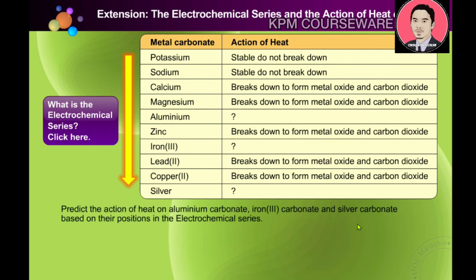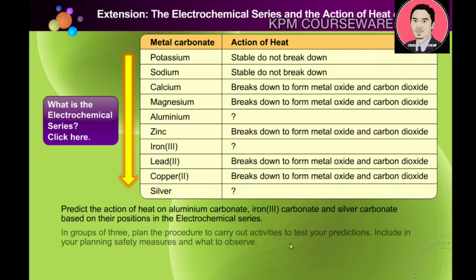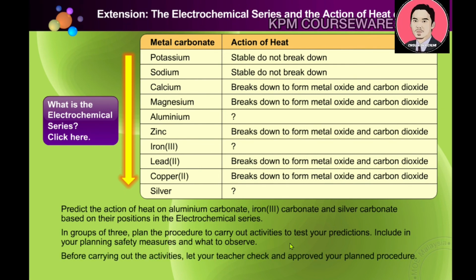Can you predict the action of heat on aluminium carbonate, iron 3 carbonate, and silver carbonate based on their positions in the electrochemical series? In groups of three, plan the procedure to carry out activities to test your predictions. Include in your planning safety measures and what to observe. Before carrying out the activities, let your teacher check and approve your planned procedure. Present your findings to the class.